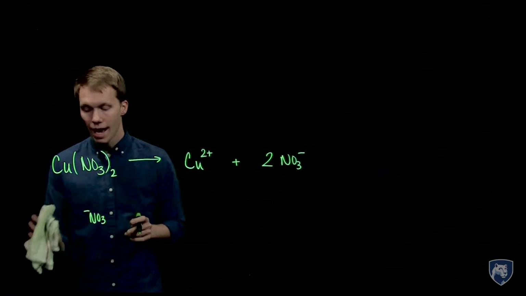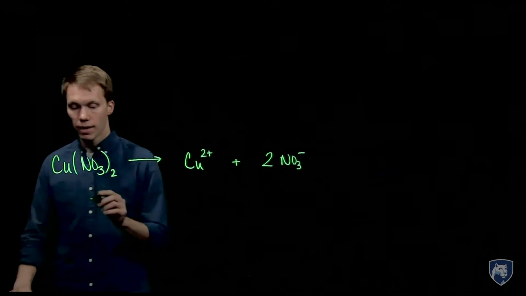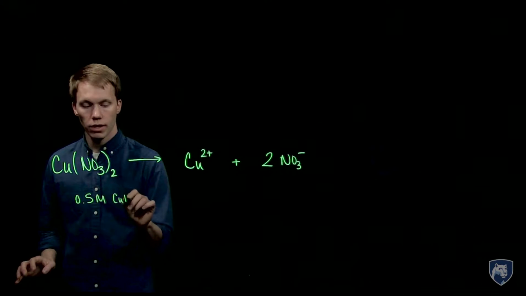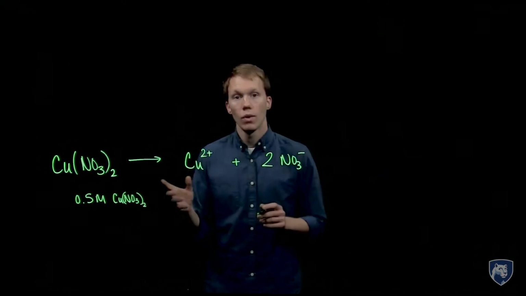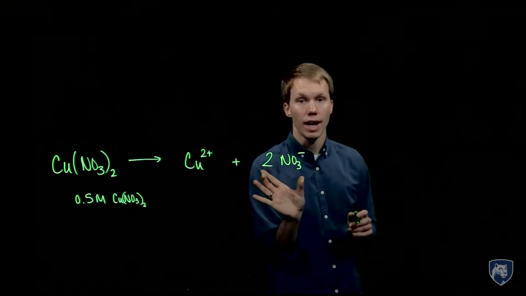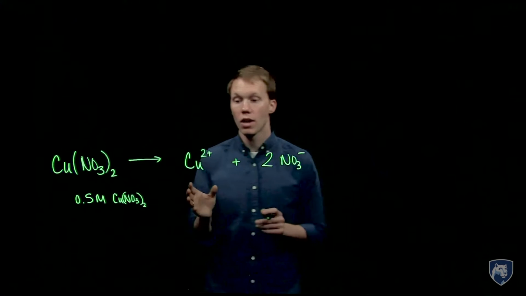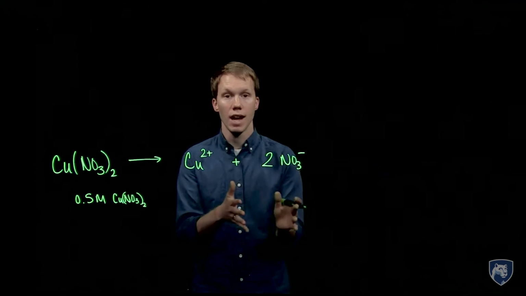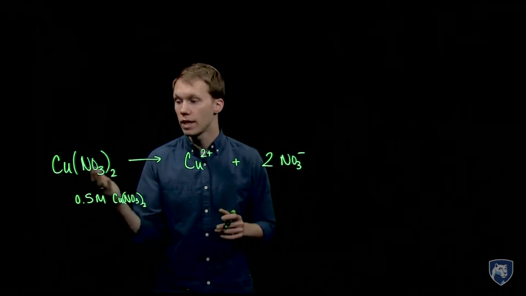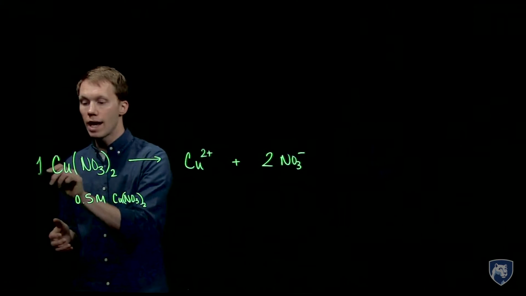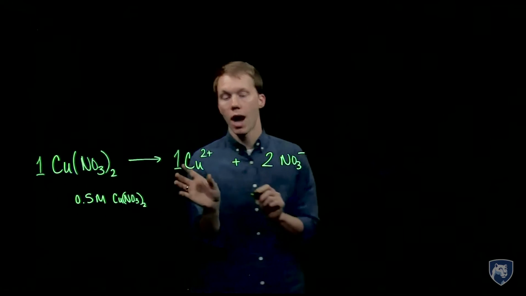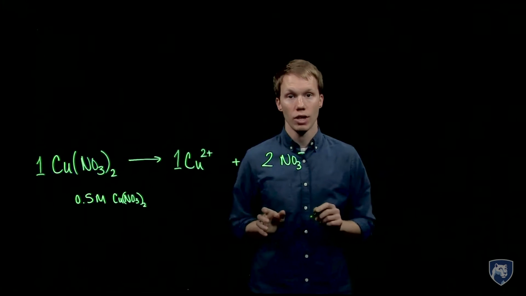Well, let's say we have a concentration that is 0.5 molar copper nitrate. If copper nitrate dissociates into a copper ion and two nitrate ions, we're going to have to consider the concentration of each of these ions separately as a result of the stoichiometry of this process. So for every one copper nitrate unit, I get one copper ion and two nitrate ions.